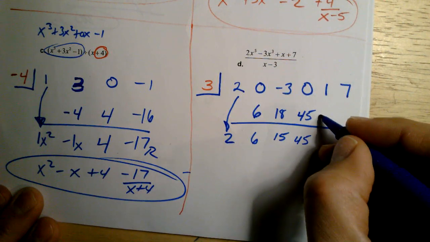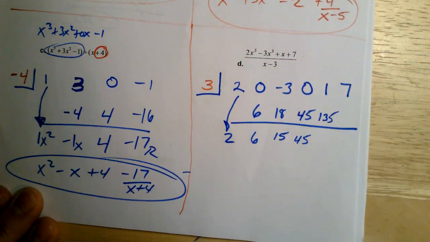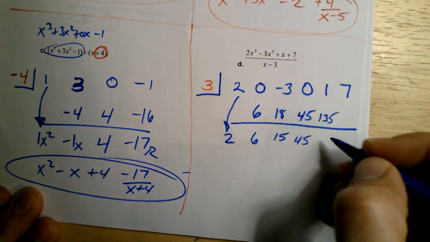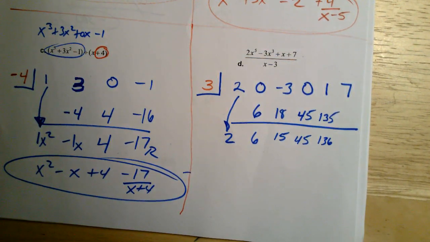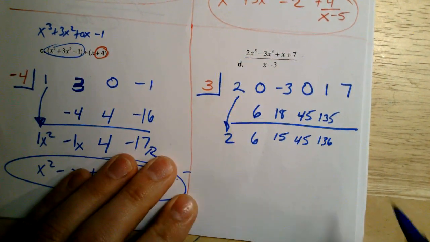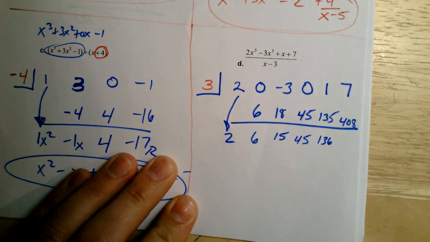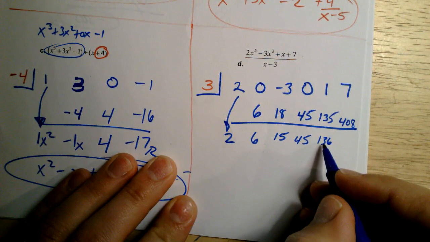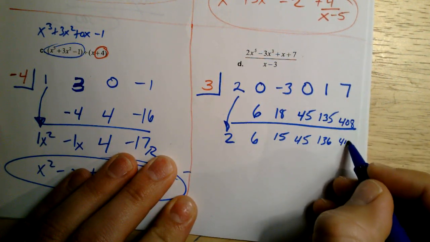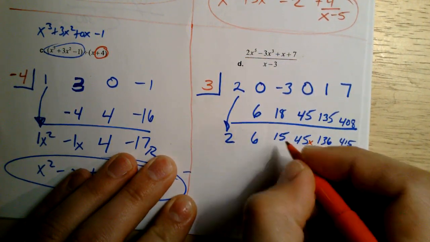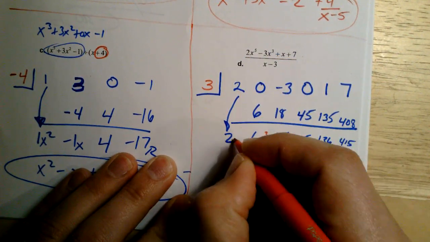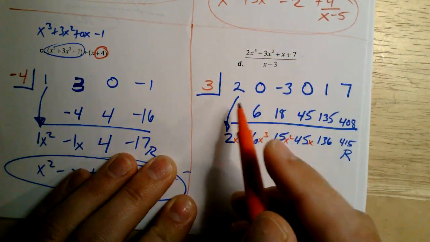Multiply 3 times 45 is 135, right? Add down, that's 136. And then last but not least, 3 times 136 is what? We got 408. Big numbers. So 3 times 136 is 408. Add down, I got 415. That's my remainder. That's my constant. This is x, x squared, x cubed, x to the 4th. It's always going to be 1 less.